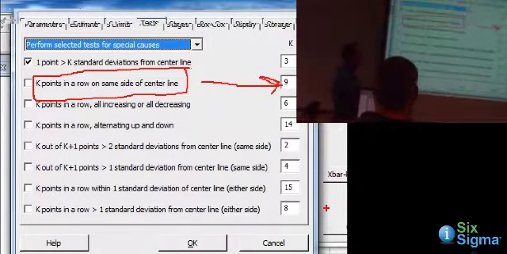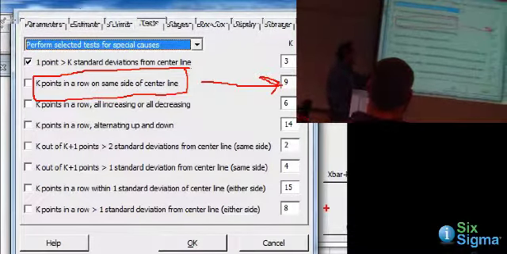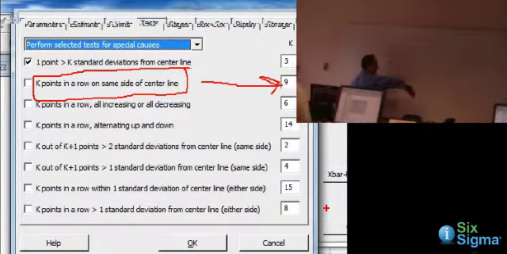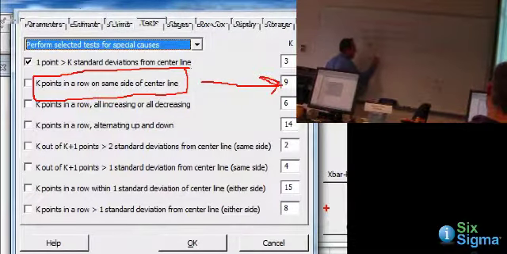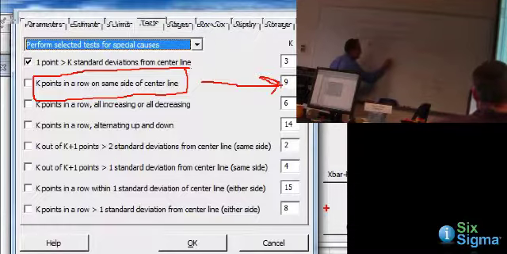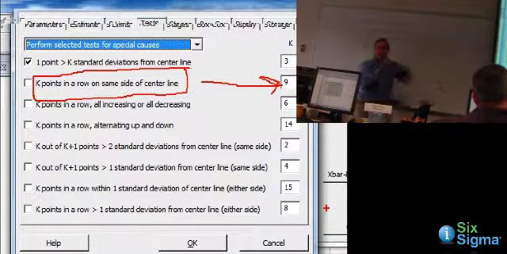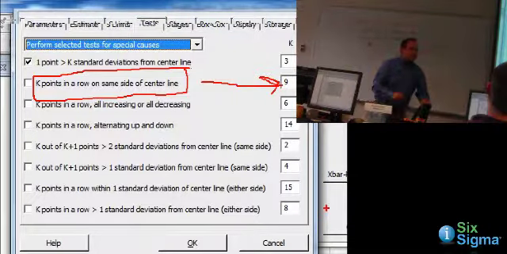What does that mean? Well, all of a sudden, you're supposed to see variation all across the board. If for some reason you just see 1, 2, 3, 4, 5, 6, 7, 8, 9, 10, 11, 12, 13, 14, 15 points very close to the center line, something's going on. Usually it's the operator. Okay? When that happens, it's very common that maybe the data is being modified by the operators.